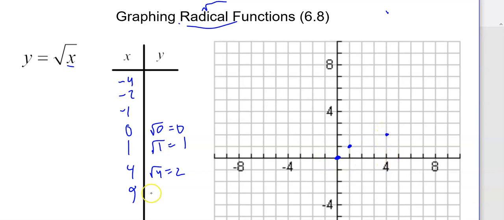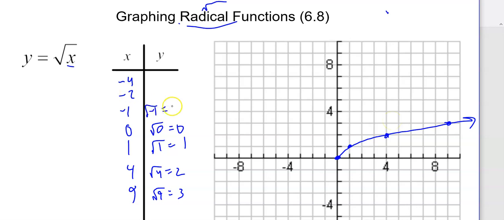That's interesting. I picked 9 and 4 because they're nice square roots. So square root of 9 is 3. I didn't have to use decimals. So (9, 3). It looks like the right-hand side of this graph is doing this, and it is going through those points. Very nice.